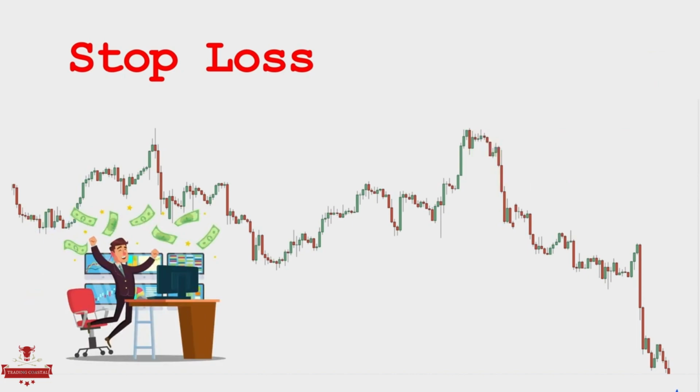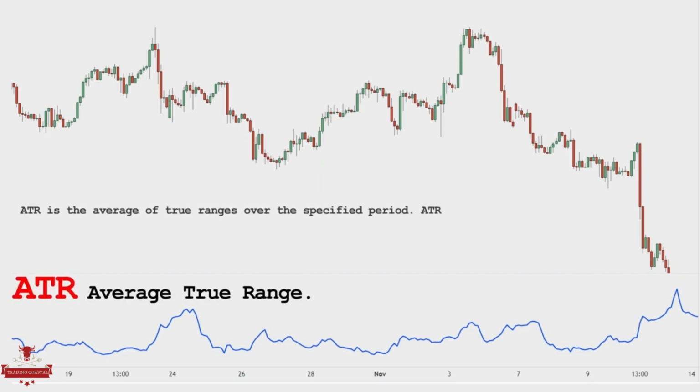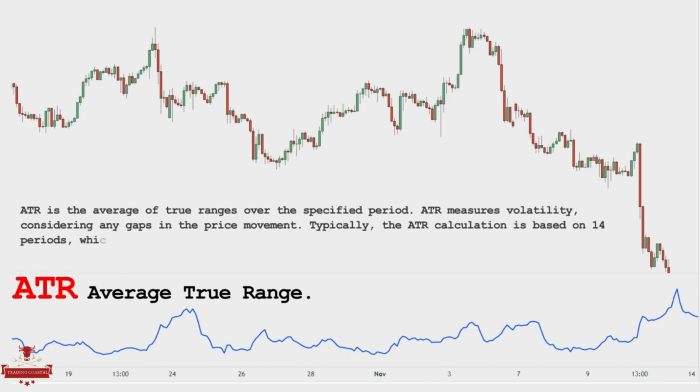I will show a mathematical method to define the best stop loss level for your trades based on the current market volatility. I bet you have heard this indicator before. It's the average true range. The so-called ATR, average true range, is the average of true ranges over the specified period. ATR measures volatility considering any gaps in the price movement. Typically, the ATR calculation is based on 14 periods, which can be intraday, daily, weekly, or monthly.